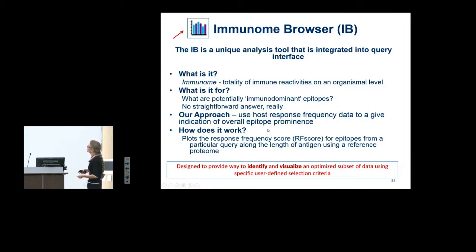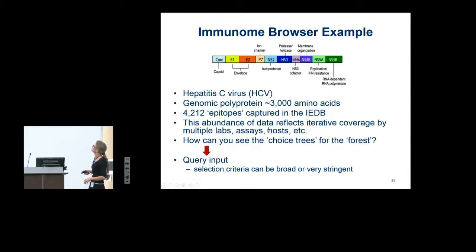All right? And this works by plotting the response frequency for each epitope residue along the length of a reference antigen or a reference proteome, right? It's designed to let you visualize and identify a subset of good, so to speak, good epitopes or great epitopes among the mass of data that's in there using specific criteria, so user-designed criteria, right? And I'll show you how this works.